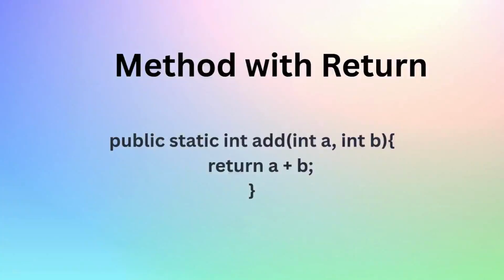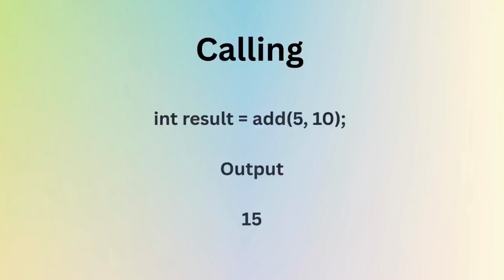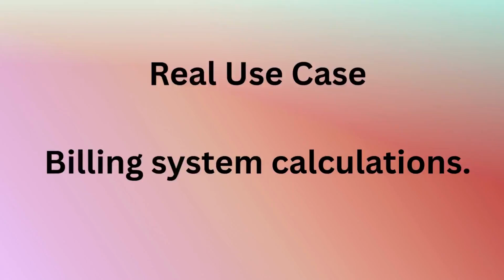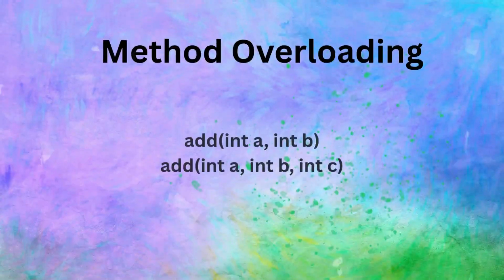Now, let's look at a method with a return value. public static int add(int a, int b) { return a + b; }. Calling it: int result = add(5, 10). Output: 15. A real use case is bill calculations in a shopping system where totals, discounts, and taxes are computed using methods.